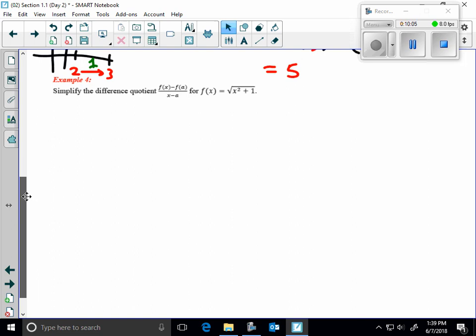Okay, so we got some work to do on this next example, example 4. We're going to use a special property called the conjugate, which you'll see in just a minute, which is going to help us to do a little bit of work on that.